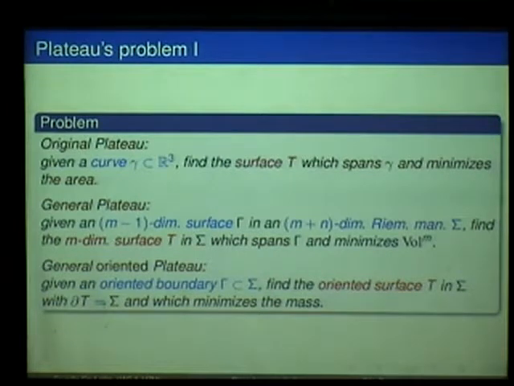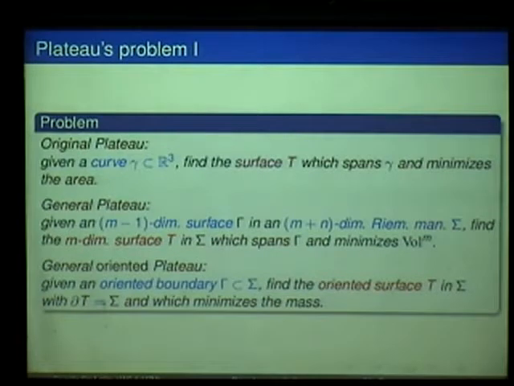So I'm insisting that the given surface gamma is an oriented boundary. It's inside some m plus n dimensional Riemannian manifold sigma, and I'm looking then for an oriented surface T in sigma which spans gamma. Here, this one is a typo, so the boundary of T should be equal to gamma. It's inside sigma and minimizes the volume. I will call the volume the mass, for a reason which will be clarified in a couple of slides.